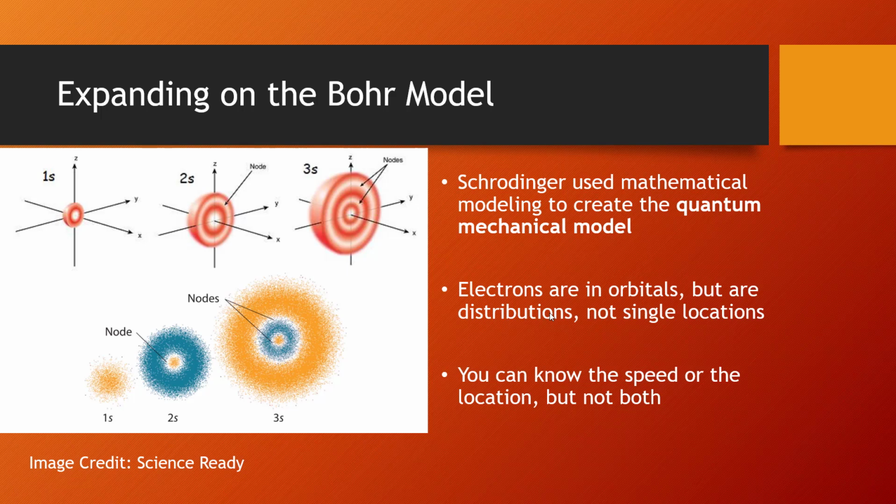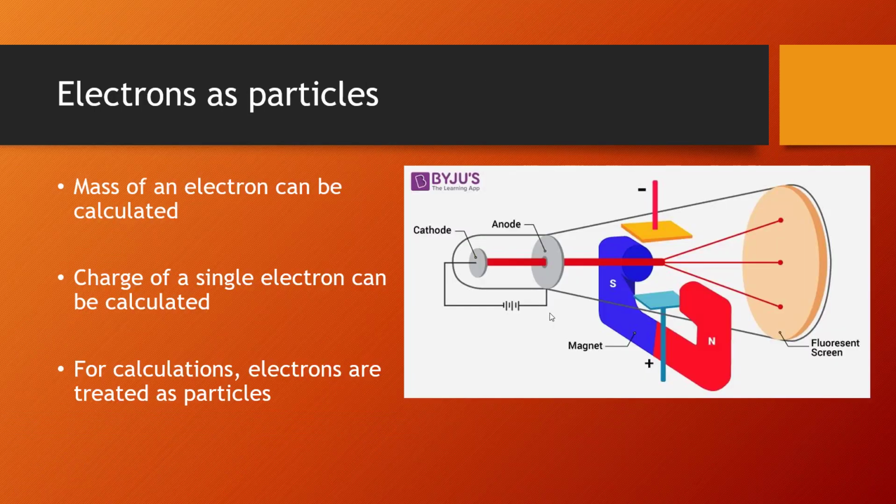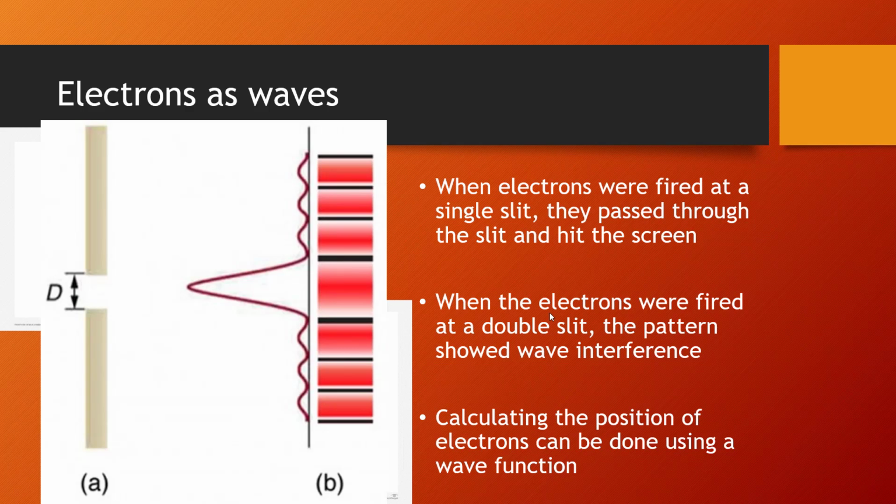For now, let's look at how we can actually view electrons as particles. The mass of a single electron can be calculated, as can the charge. You're probably familiar with Millikan's experiments that we covered in Chapter 4. This shows that there is a charge and there is a mass, and since there is a distinct charge and a distinct mass for a distinct thing, that thing is a particle. So for doing these kinds of calculations, it's helpful to view electrons as particles when you're calculating mass and charge. However, electrons can also be considered as waves.